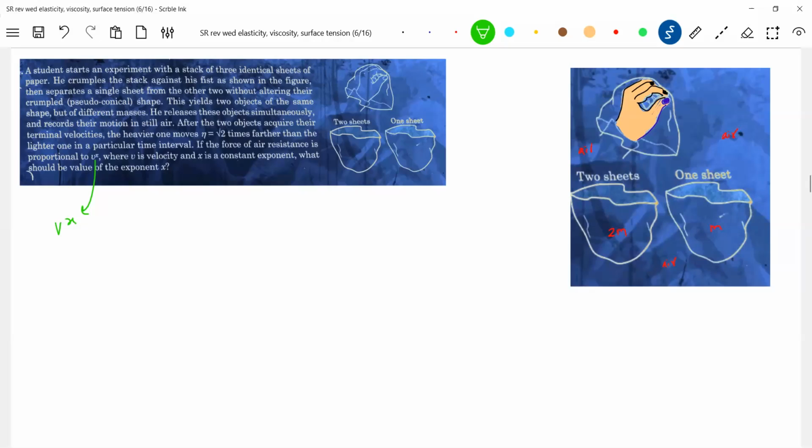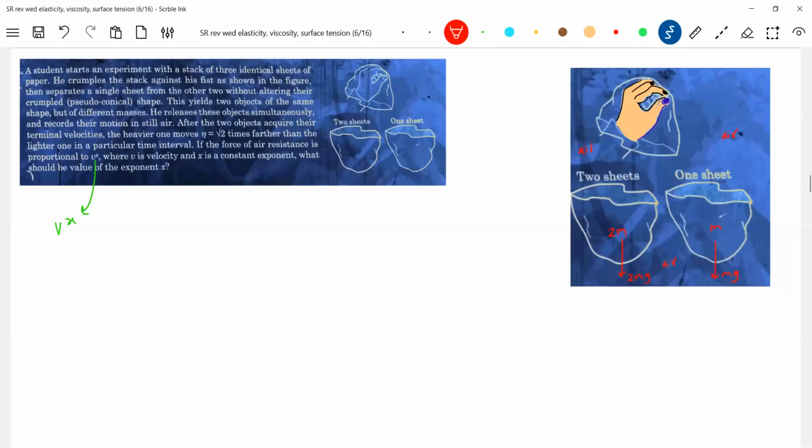The viscous drag, what will happen to viscous drag? It depends upon the area of contact, like we have seen in the earlier problem. So what shall I do here now? Yes, definitely. As they're in air, what are the forces that are acting? The weight 2mg. The weight of this is mg.